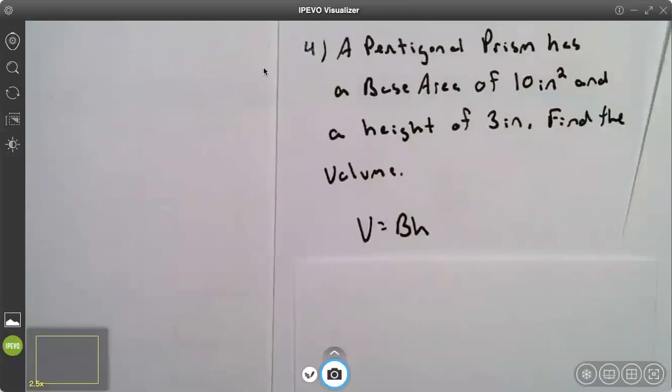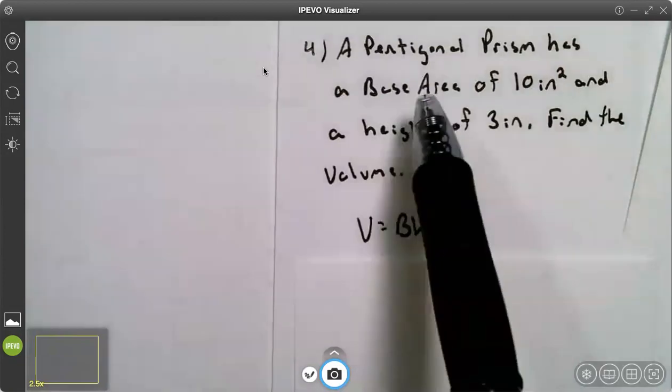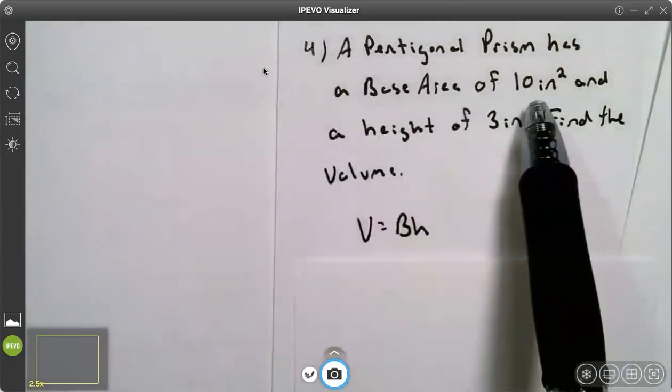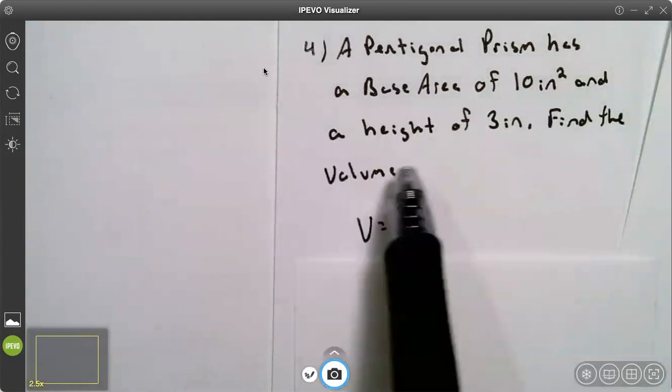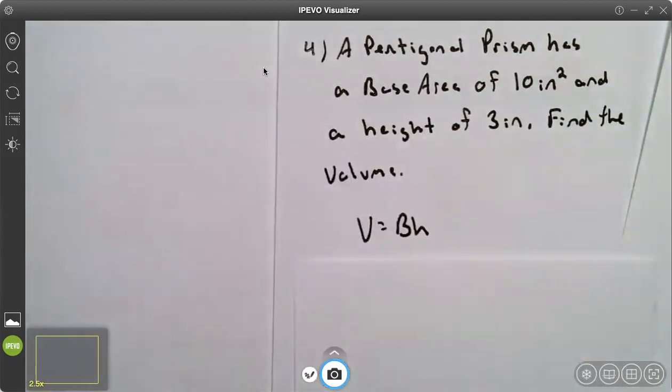Try number 4 here and see if you have a full understanding of the prism formula. A pentagonal prism has a base area of 10 square inches and a height of 3 inches. Find the volume. The volume formula is written for you. See if you can get the answer to number 4.